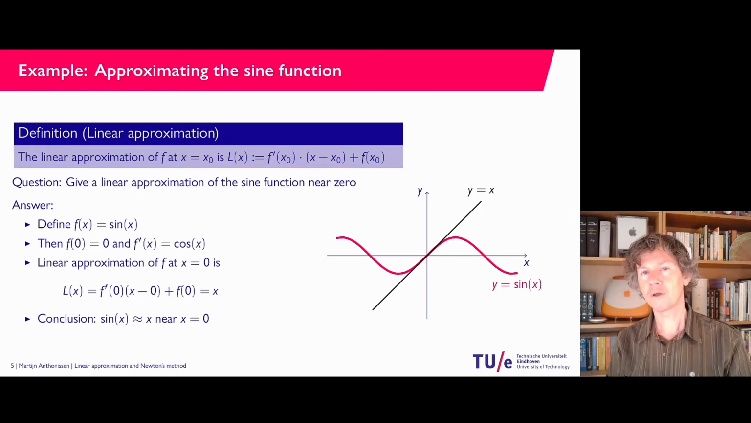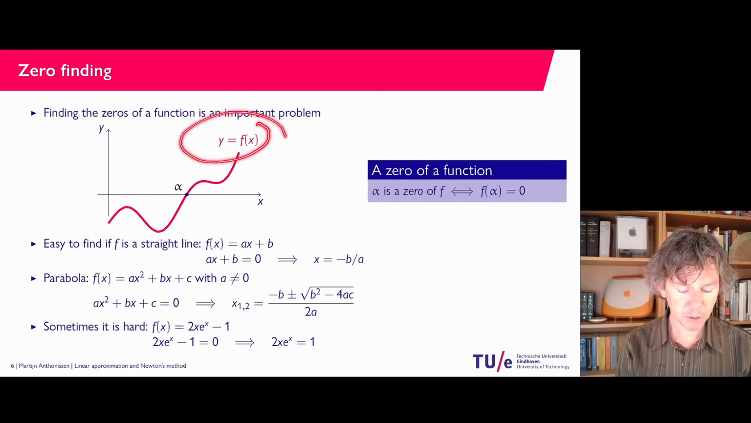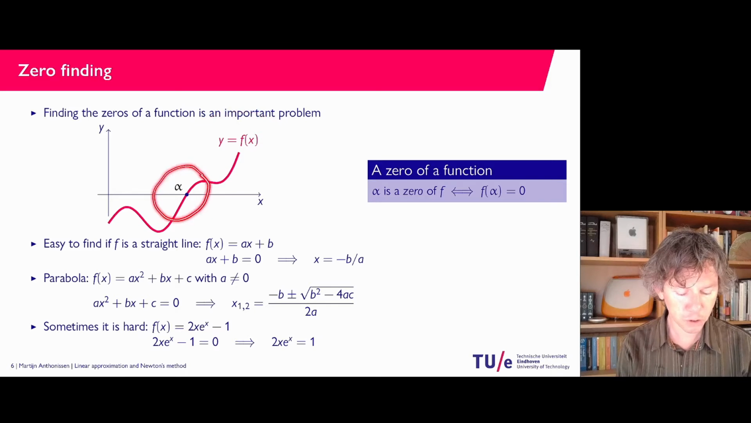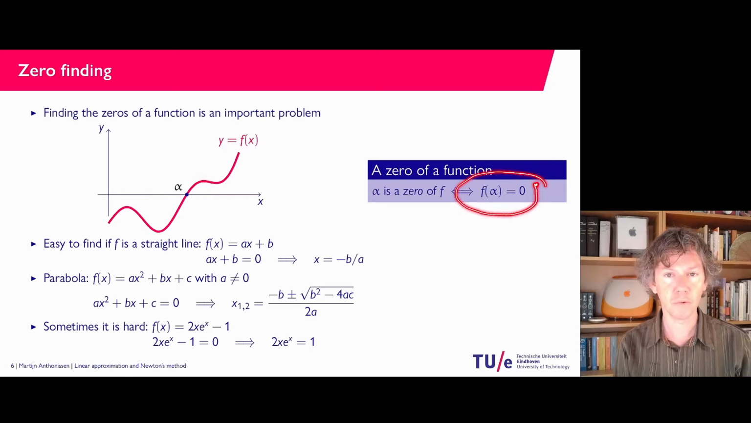There is one more thing I'd like to sketch, which is that you can use it for zero finding. So what is zero finding again? Say that we have a general function y is f(x), and we are interested to find where it crosses the horizontal axis. So we would like to find alpha such that f(alpha) equals 0. We want to find a zero of the function.